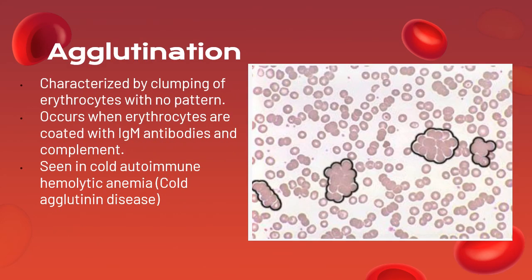Next is agglutination, or clumping. They have no distinct pattern. This occurs when erythrocytes are coated with IgM antibodies and complement. So, it is seen typically in cold autoimmune hemolytic anemia or cold agglutinin disease.